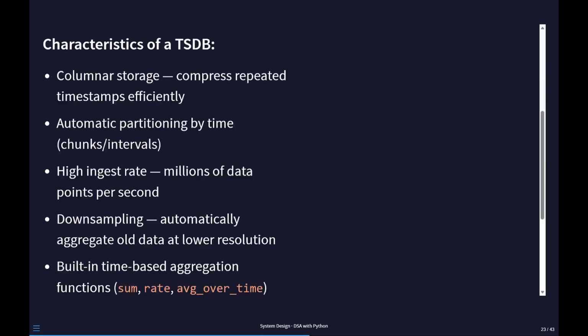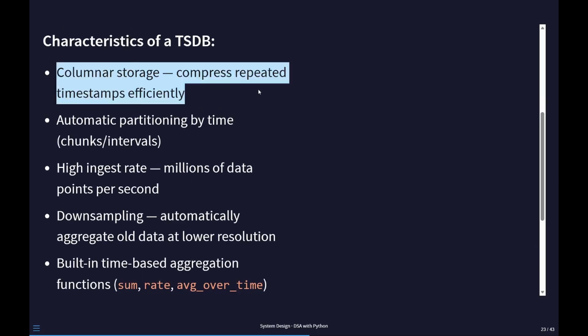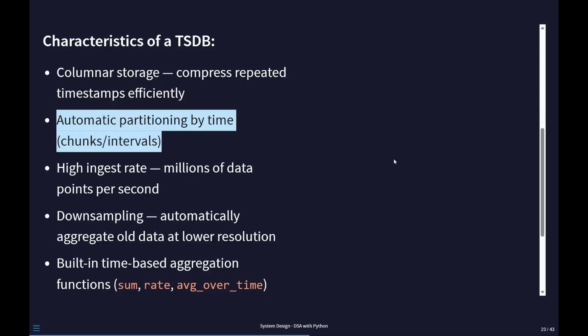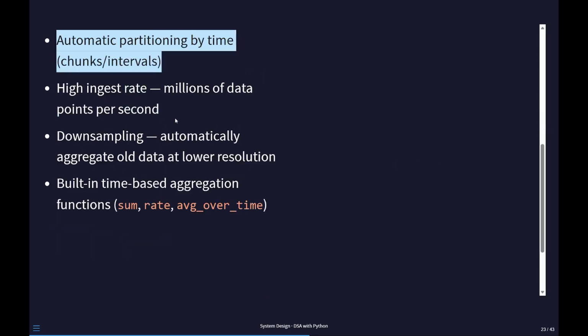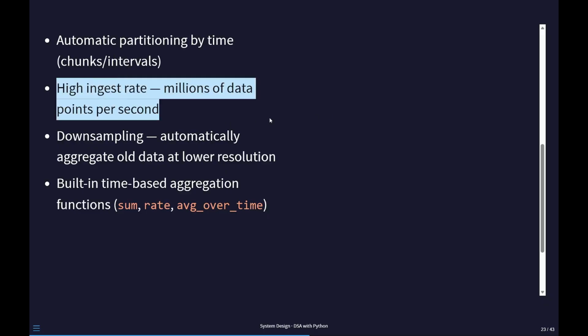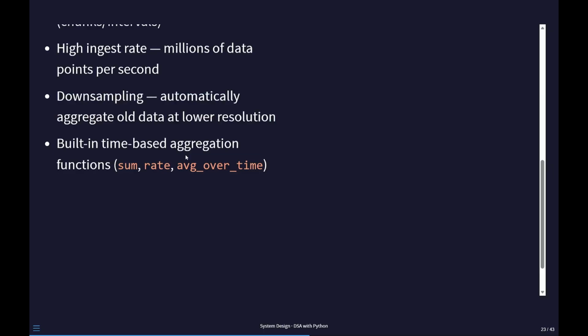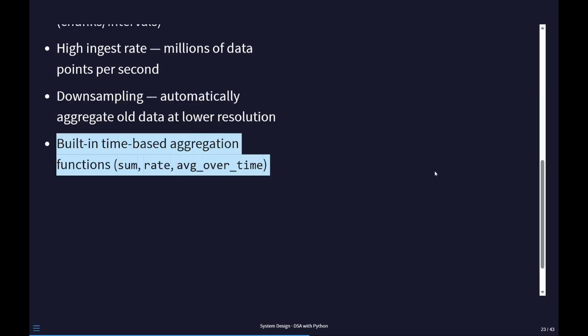Purpose-built time series databases are optimized for exactly this workload. They use columnar storage that compresses repeated timestamps and sensor IDs extremely efficiently. Automatic time-based partitioning: data for each time interval goes into its own chunk, making range queries fast and making it easy to drop old data. Automatic downsampling: compress old high-resolution data into lower-resolution summaries automatically. And built-in aggregation functions that are much simpler to use than equivalent SQL.